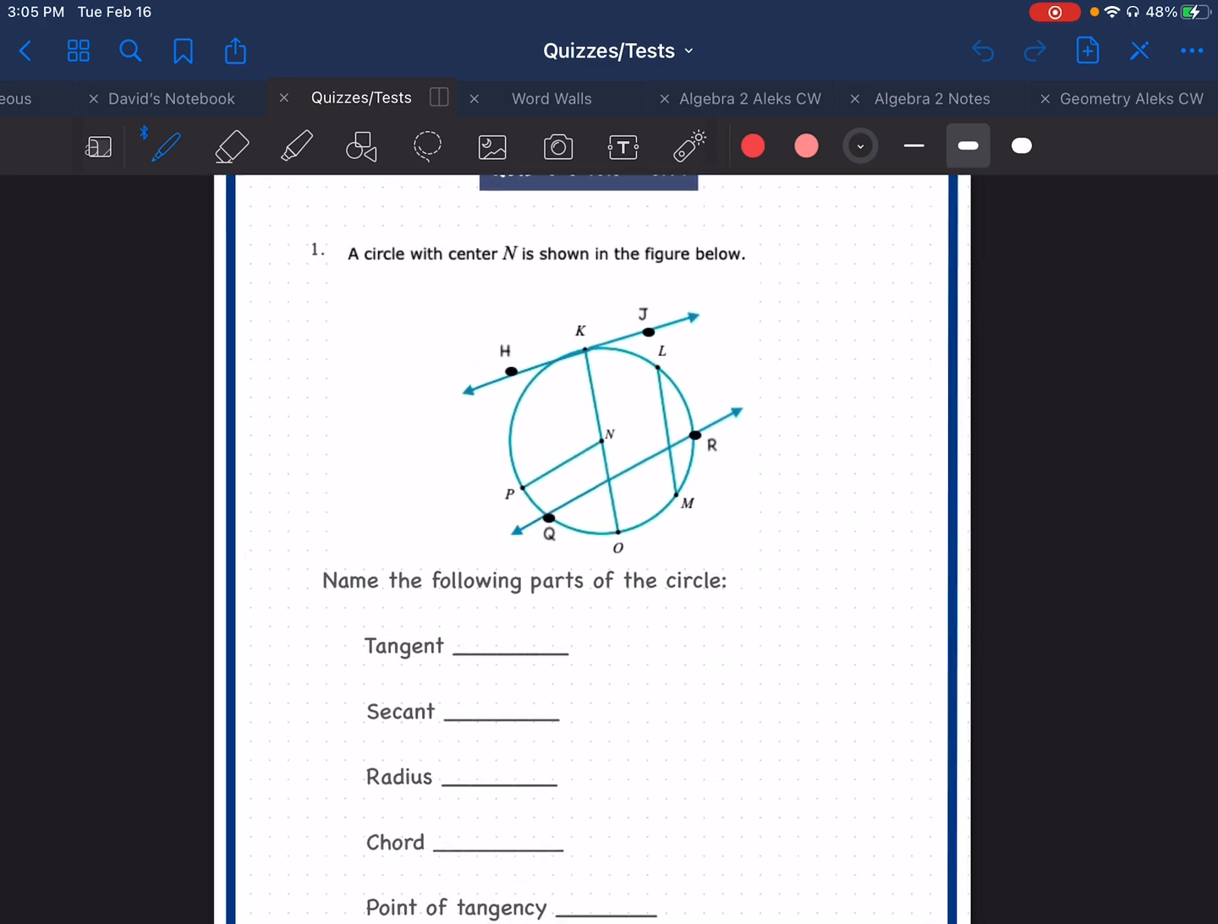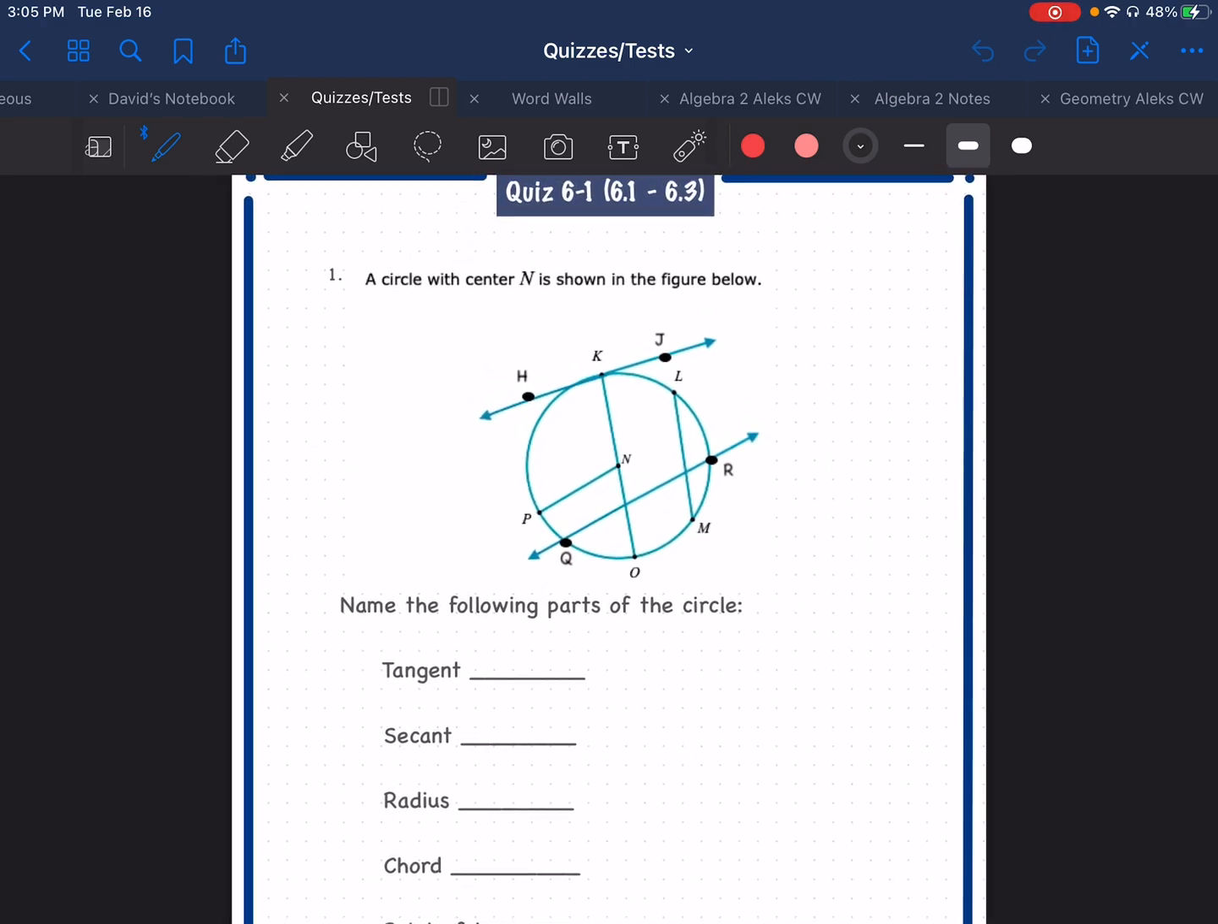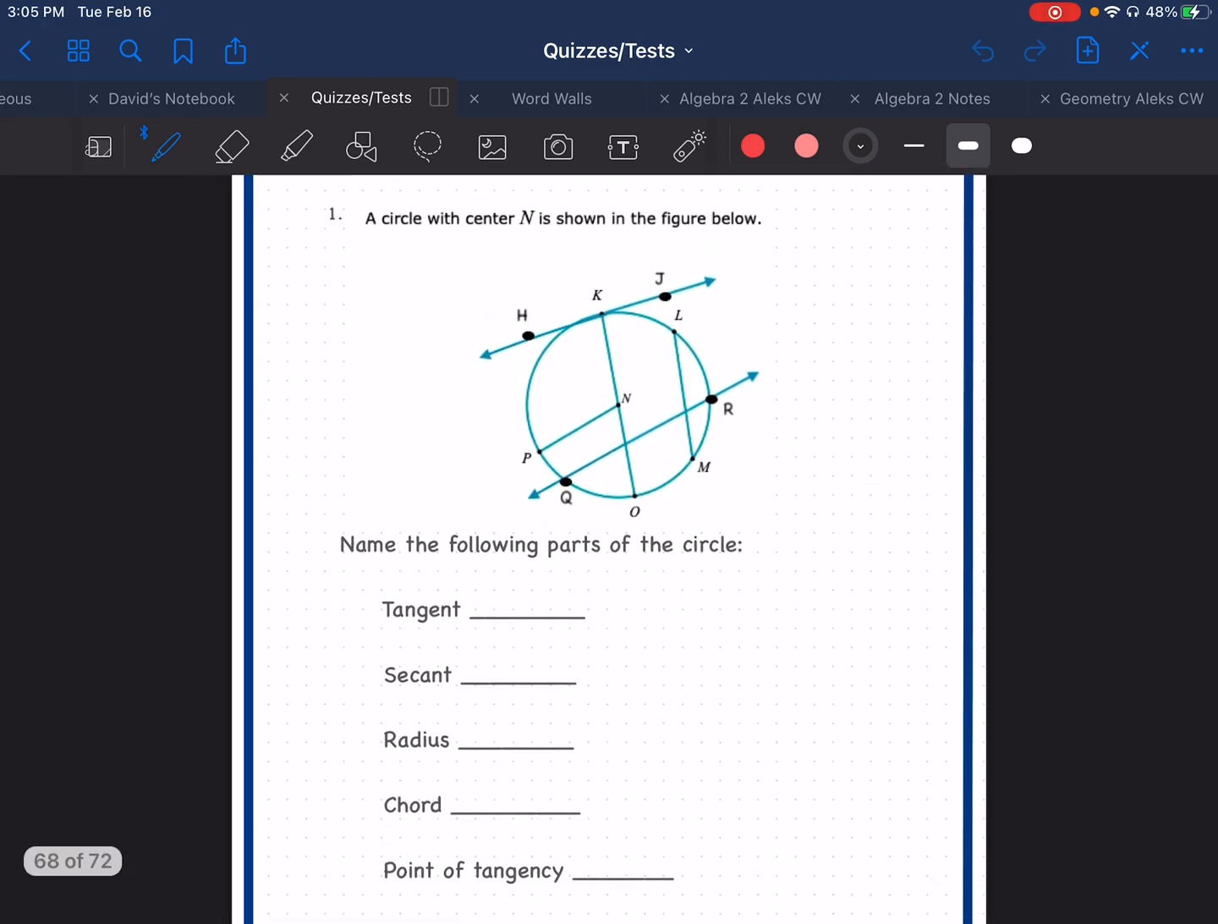Okay, so let me go ahead and zoom out so that you can see all the parts and the circle all at once. So they want you to name the tangent. Remember that the tangent only touches the circle once. So my tangent would be this line right up here, and I would name it using any of the two letters on that line. I like to use the first one and the last one. So I would call this one HJ.